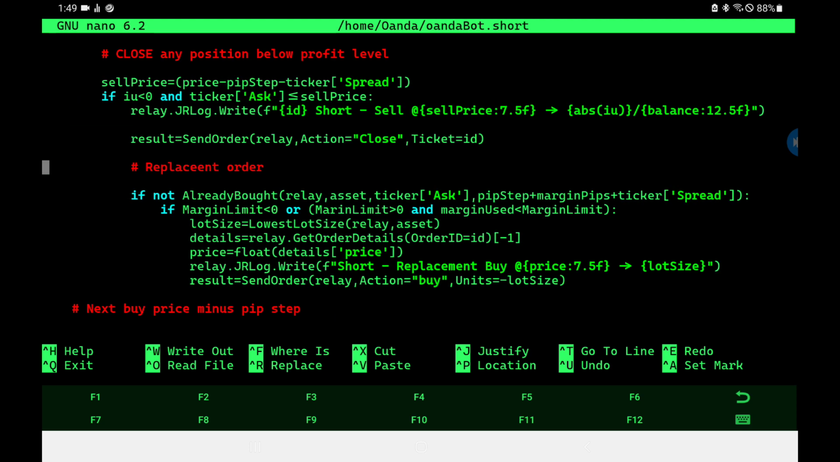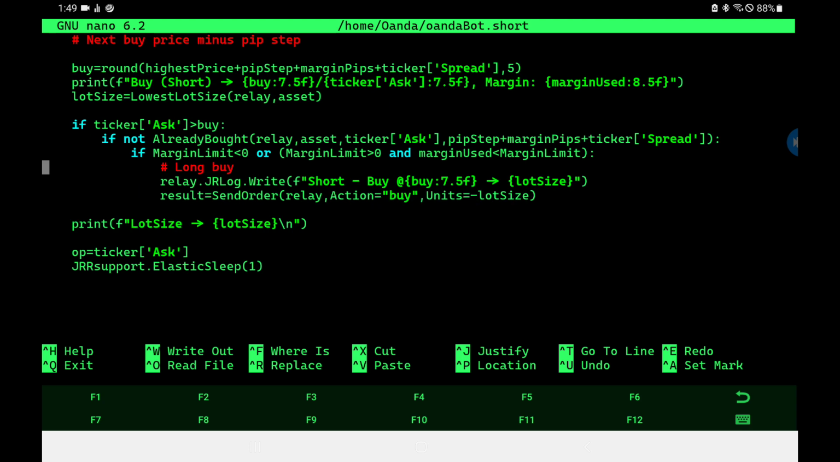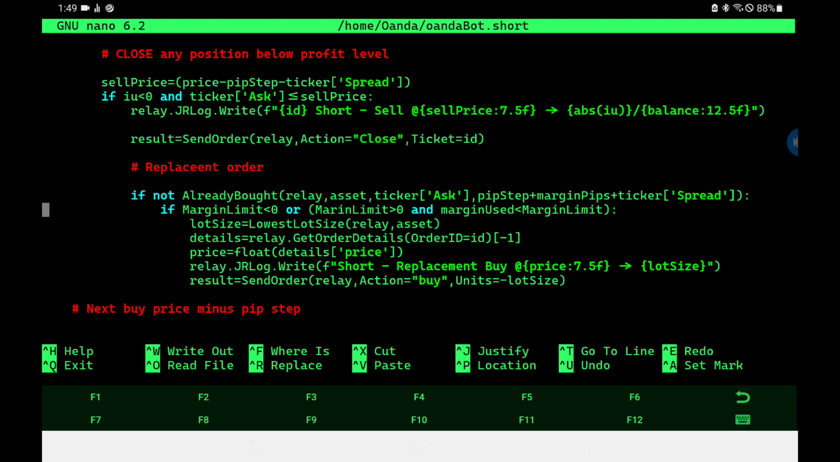So if we don't have a margin, then we just make the purchase. If we do have a margin, meaning that the margin limit is greater than 0, so say I've set my margin to $20. That's my margin limit. Well, that means then that the amount of margin used must be less than my limit. If it's not, a purchase doesn't take place. The account just sits and waits for the next sell-off.